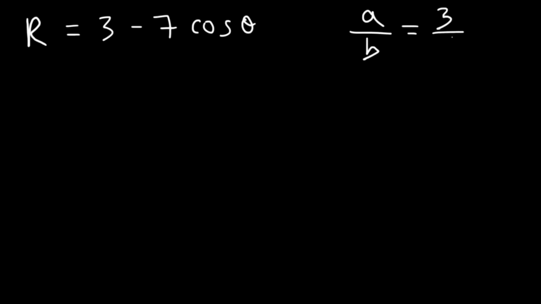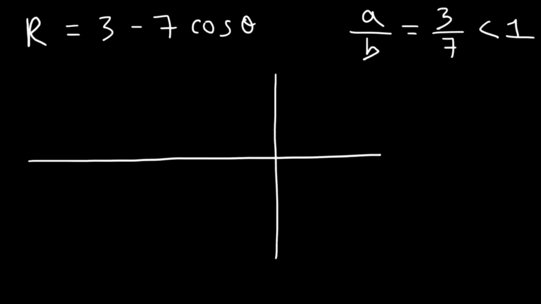Now let's try this problem. Let's say that r is 3 minus 7 cosine theta. Go ahead and pause the video and work on that example. So let's find the value of a over b. a is 3, b is 7. And 3 over 7 is less than 1, because 7 over 7 is 1. So what we have is the inner loop limacon. Now, we're dealing with negative cosine, which means it's going to open towards the left. So the majority of the graph is going to be on the left side.